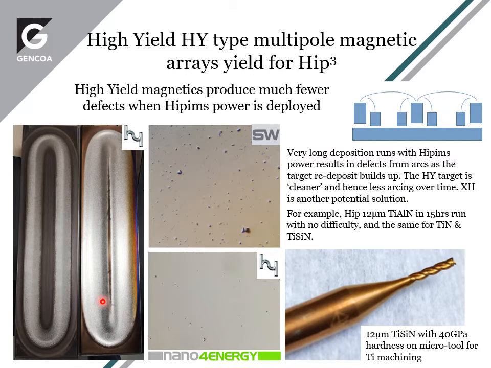So what they find is that over a very long period of time, 15 hours in this case, to create a 12 micron thick hard coating on tools, the high yield has a bigger benefit in that there are much fewer defects, much more stable process for the high PIMS. As the process goes on with the standard and the poisoned target, you start to get instability and arcing, and that creates defects in the coating. So basically the message is that the high PIMS does do these processes much better, and this is an example of a hard 40 gigapascal coating on a micro tool for titanium machining.